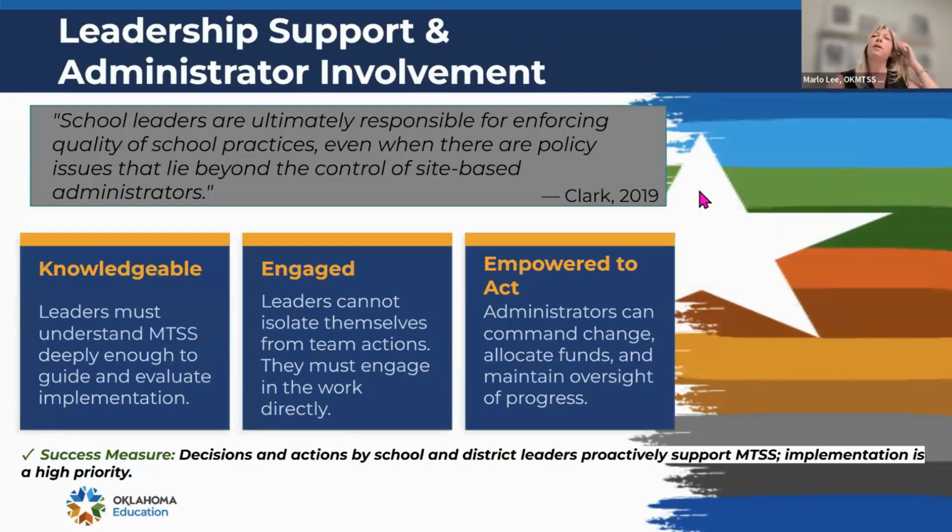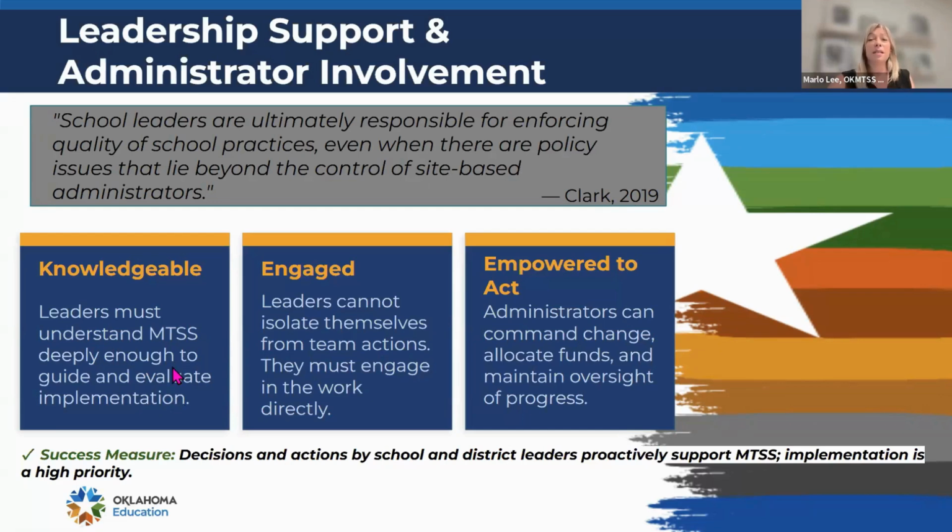All right, so leadership support and administrator involvement. This is underneath the framework. The first part is leadership support. I can't express how important this is. And those of you that are on today, you are making this a priority. Obviously, you're on this call, and it takes that kind of intentionality and support to make MTSS sustainable. School leaders are ultimately responsible for enforcing quality of school practices, even when there are policy issues that lie beyond the control of site-based administrators. That's from Clark 2019.